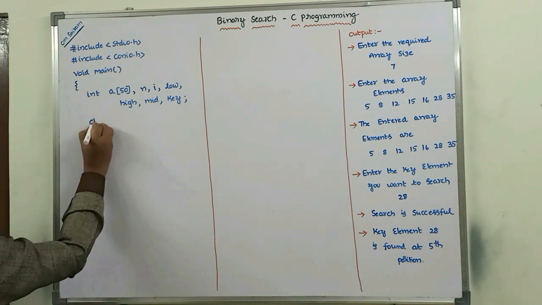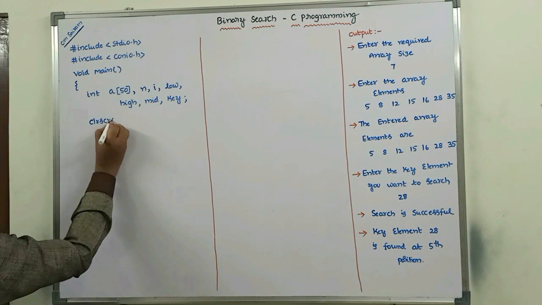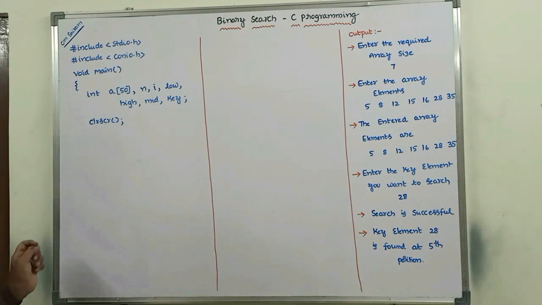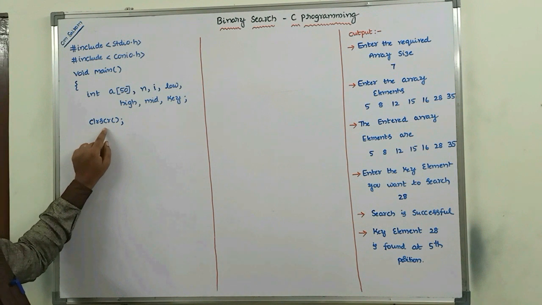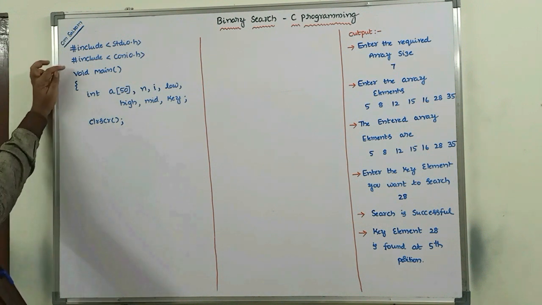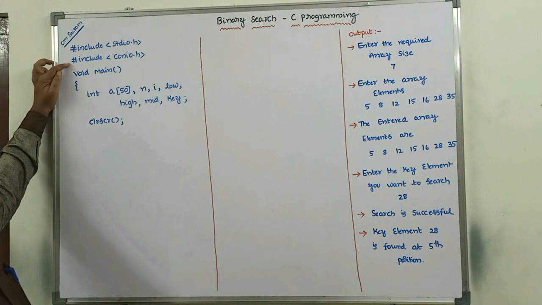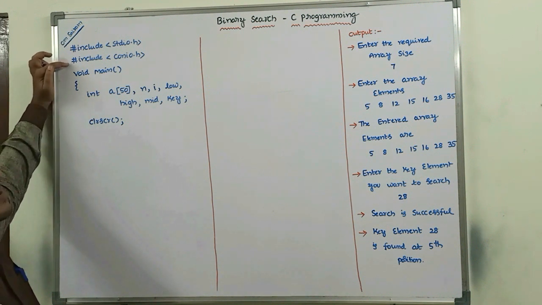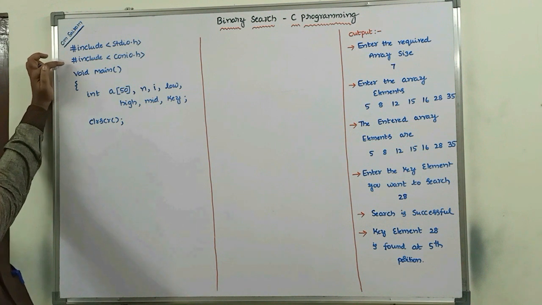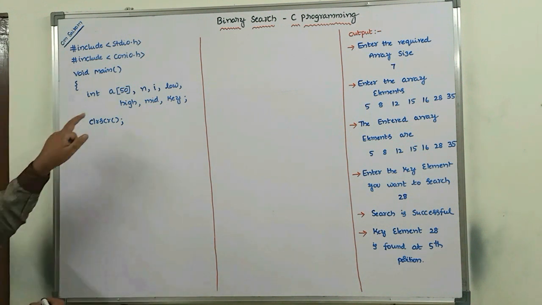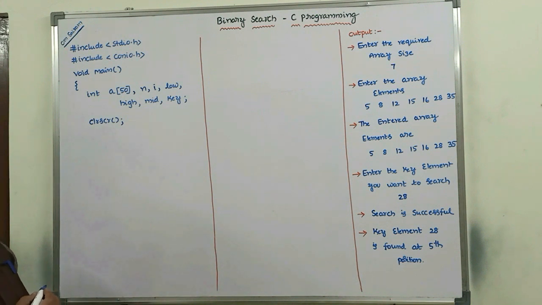Next one, clrscr. This is the clear screen function. It clears the output screen. This function is available in the header file conio.h, console input output header file, so we must include this header file in our program. Next, this is the available array size. The available array size is 50. From the available array size, we can take only the required array size.